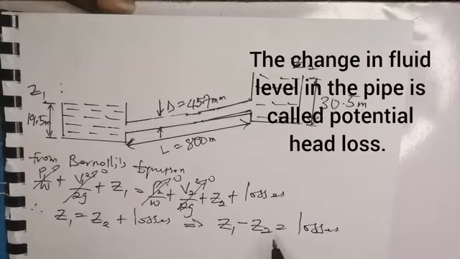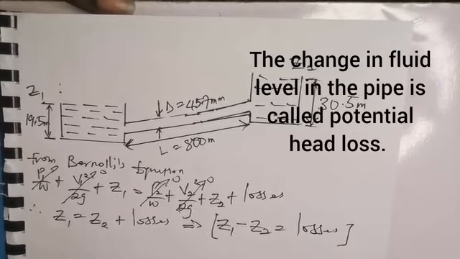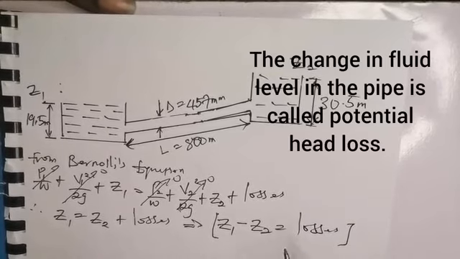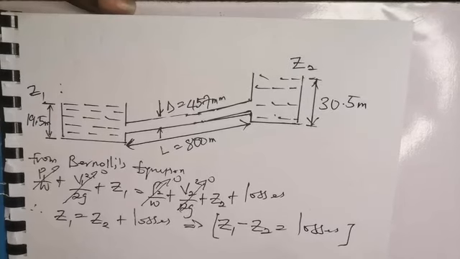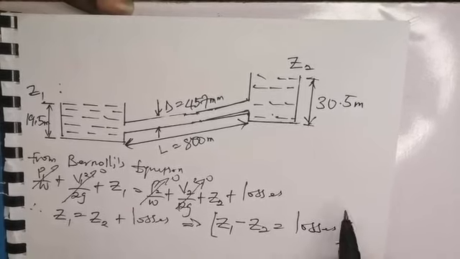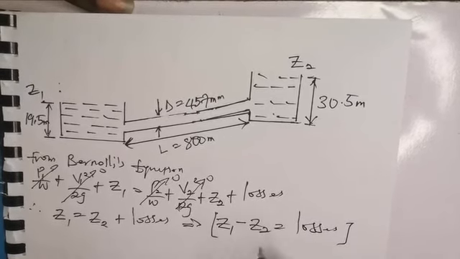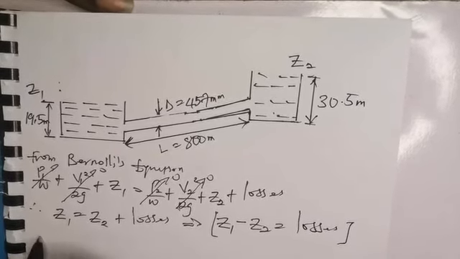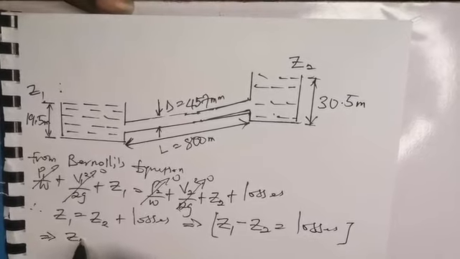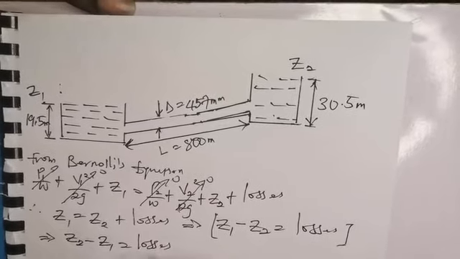Okay, so Z1 minus Z2 is called the potential head. This is the equation we are going to use to solve. Z1 minus Z2 is simply the potential head, which means difference in height. But mind you, the height cannot be negative. So we are going to be rearranging this equation a little bit to obtain Z2 minus Z1, because we can't have a negative potential head loss. So this simply implies Z2 minus Z1 is equal to losses.